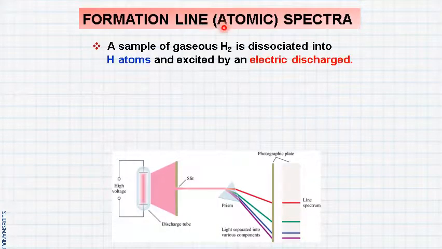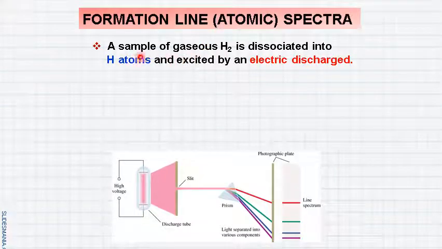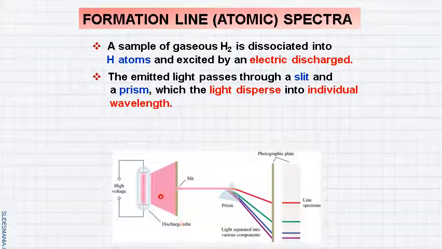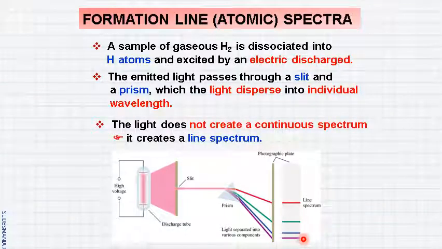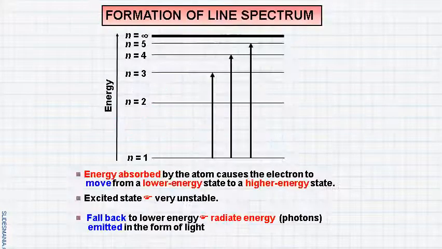For the formation of line spectrum, we use an example of hydrogen gas. It will dissociate into hydrogen atoms and be excited by an electric discharge. So here, it is excited by the electric discharge tube. Then the emitted light passes through a slit and a prism, which disperses the light into individual wavelengths. So the light does not create a continuous spectrum, but it creates a line spectrum. You see, 1 line, 2 lines, 3 lines. So this is the line.